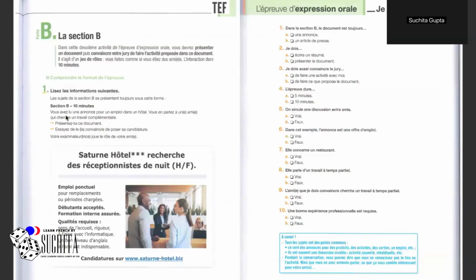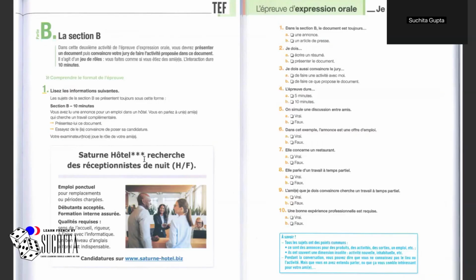Now, this is the topic. Vous avez lu une annonce pour un emploi dans un hôtel. So you have read an ad for employment in a hotel. You have to talk about this ad to your friend who is searching for extra work, for some extra income. You need to present the document and then you need to convince your friend to apply for this job.